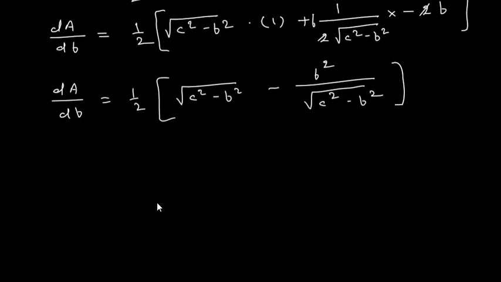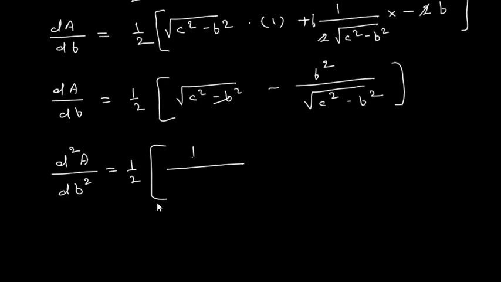Now if I differentiate this again, then what will I get? I will get d square A upon dB square. This will be, this half I will write as it is. Now the derivative of this root term is what? 1 upon 2 root of C square minus B square into minus 2B.